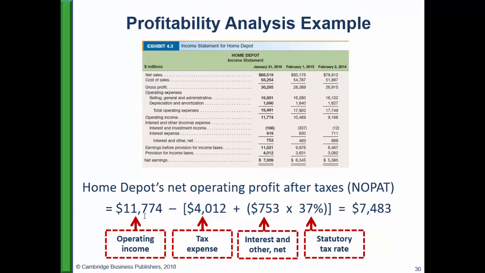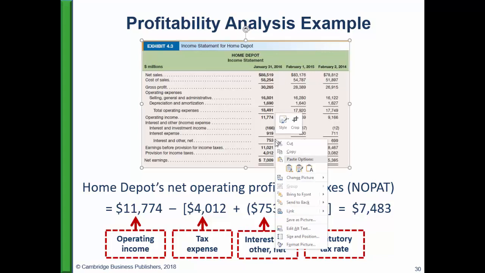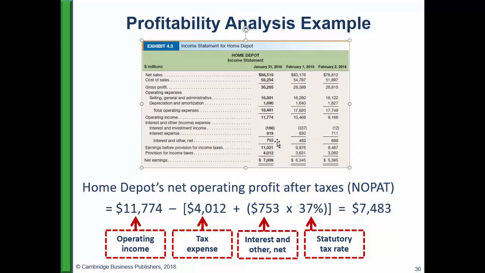And here you can see we're taking operating income here. And then they have all financing and investing items here. And we'll subtract the tax shields over here. So 4012 is the total provision for income tax, but you would want to take out the portion of income tax that applies to the interest. In this case, they had $753 in interest expense.